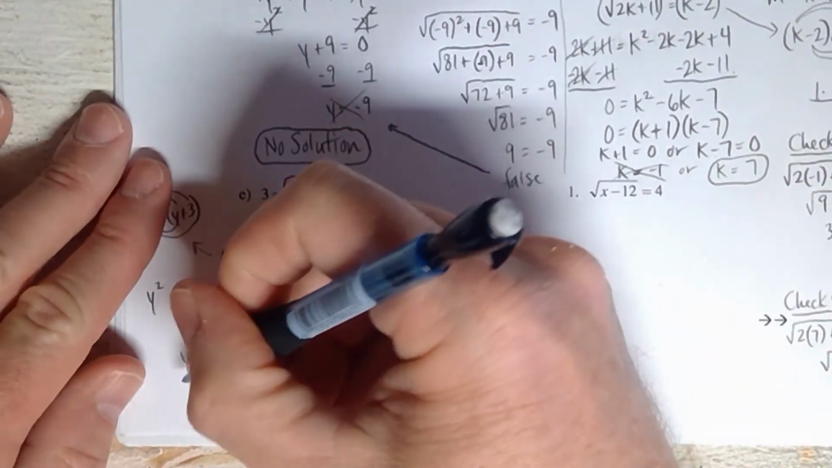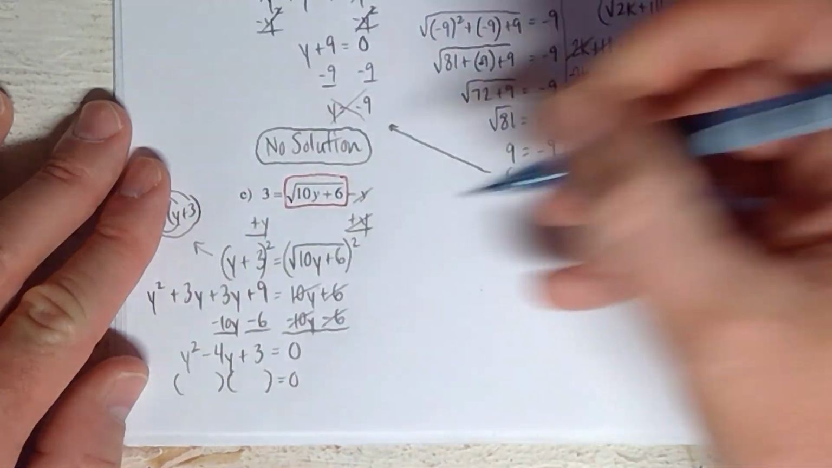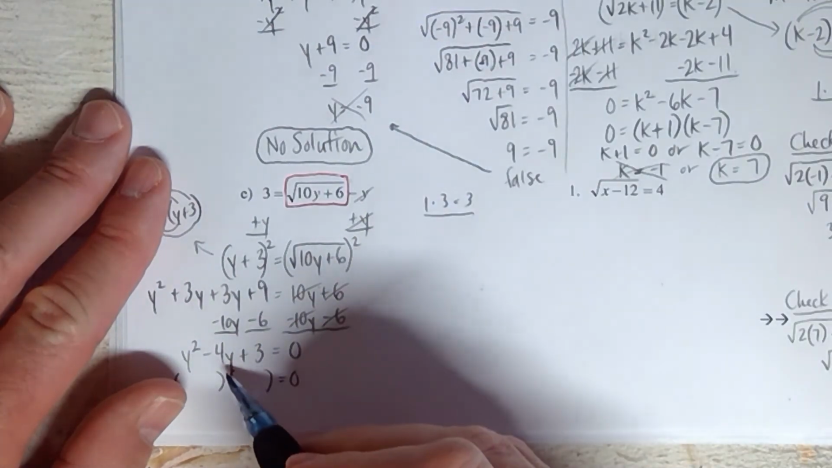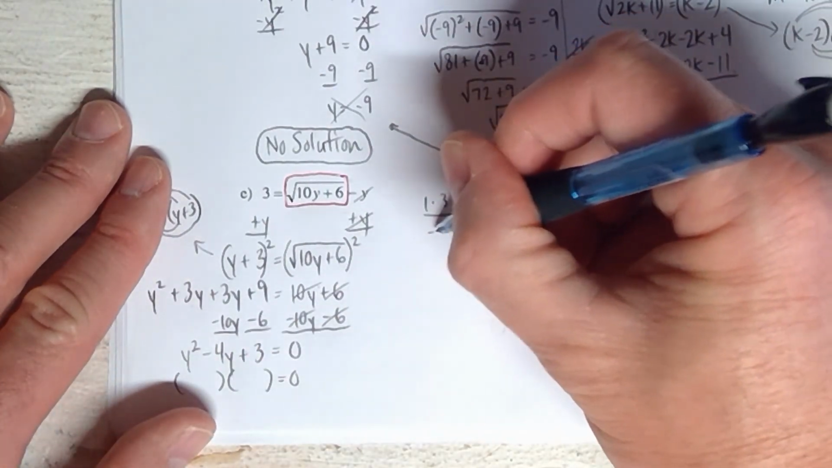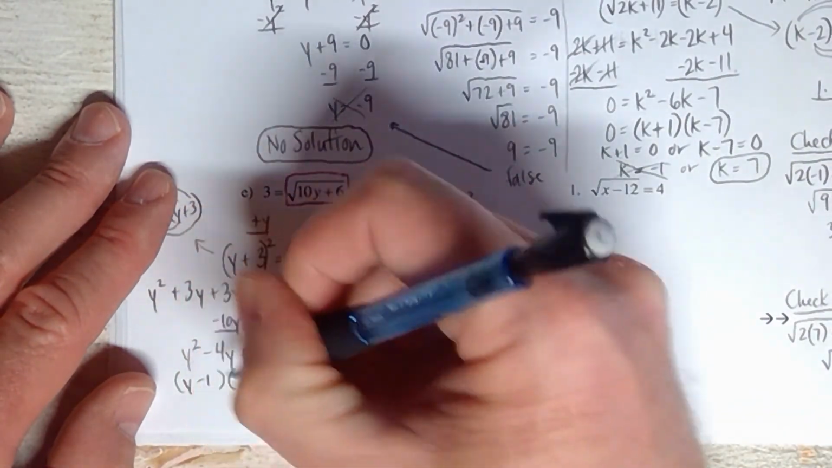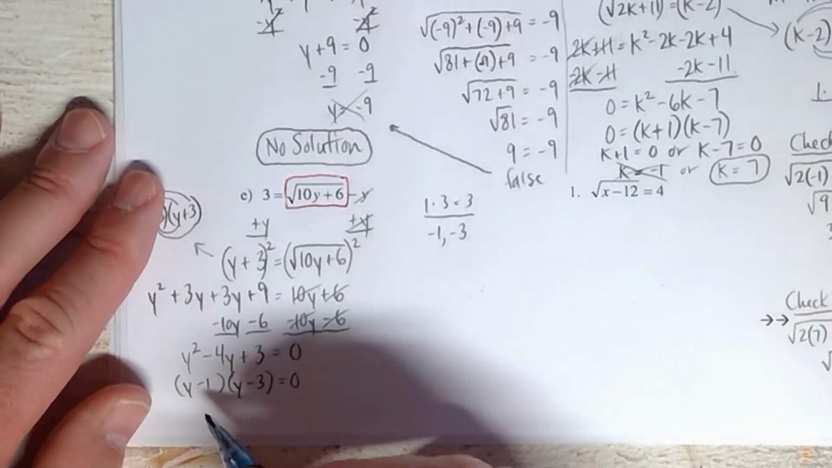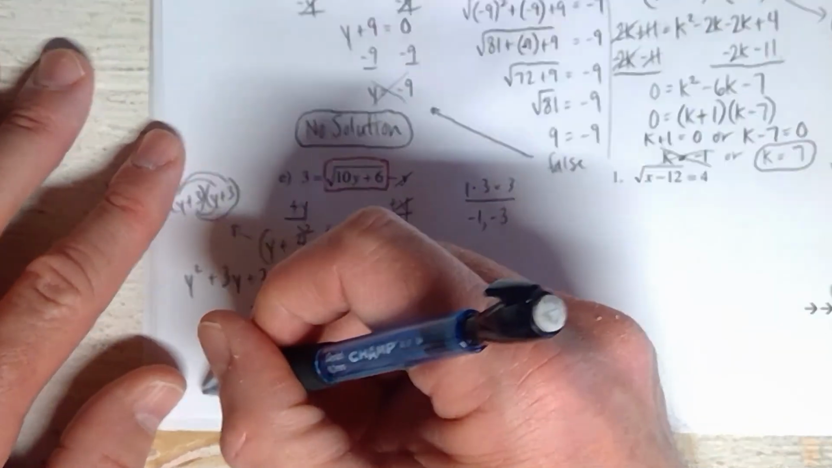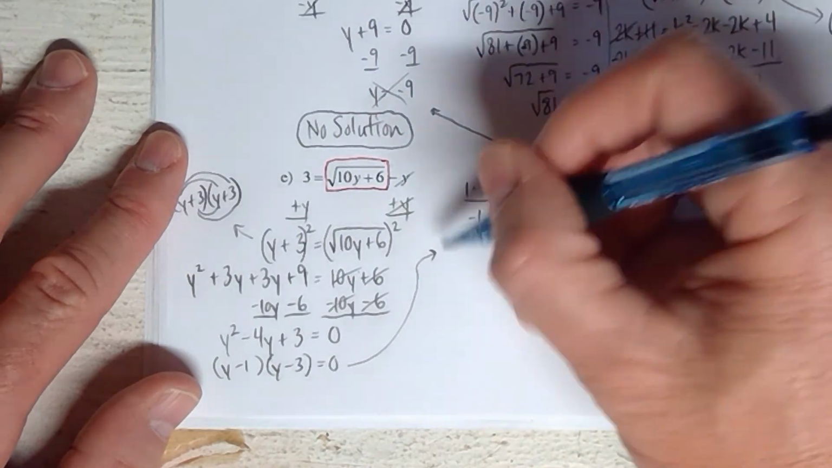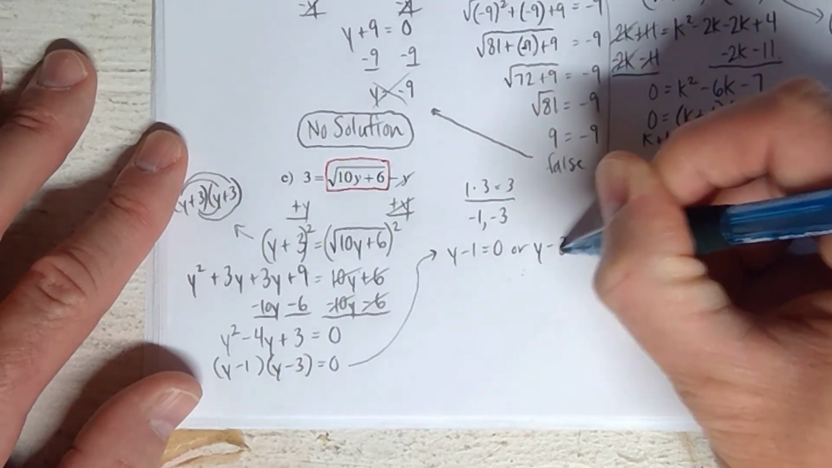This factors down to be, according to the Berry method, 1 times 3 is 3. And what two numbers add up to negative 4 from that? Wouldn't that be negative 1 and negative 3? And now that I have done factoring, the last step of the Berry method doesn't need to be done there because it's not going to change anything. We end up getting y minus 1 equal to 0 or y minus 3 equal to 0.